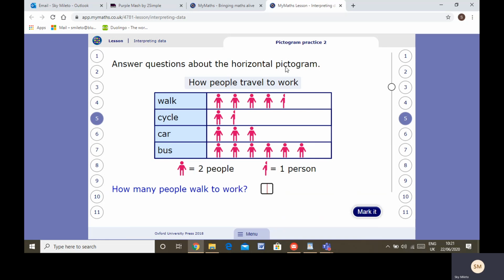Answer the questions about the horizontal pictogram. First thing we need to do is look at our key. We know that 1 person equals 2 people and half a person equals 1 person. Okay, so how many people travel to work? How many people walk to work? So we know that 1 whole person is 2, so we can count 2, 4, 6, 8, and then half a person is 1, so add on 1, 9.